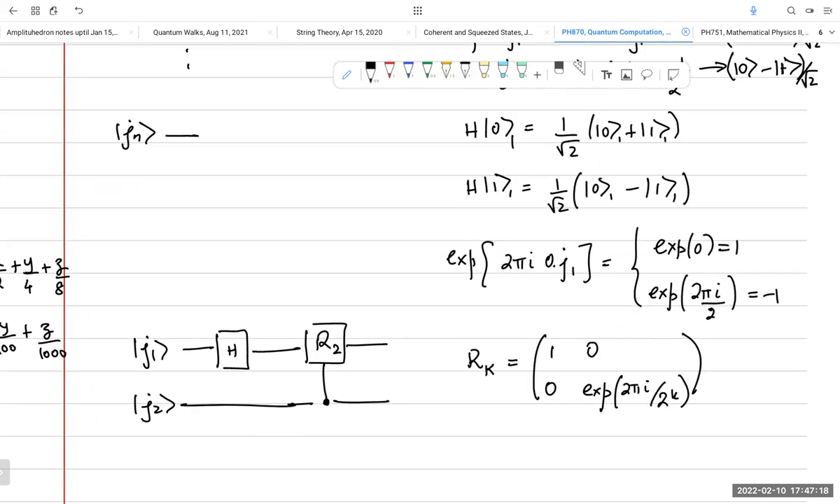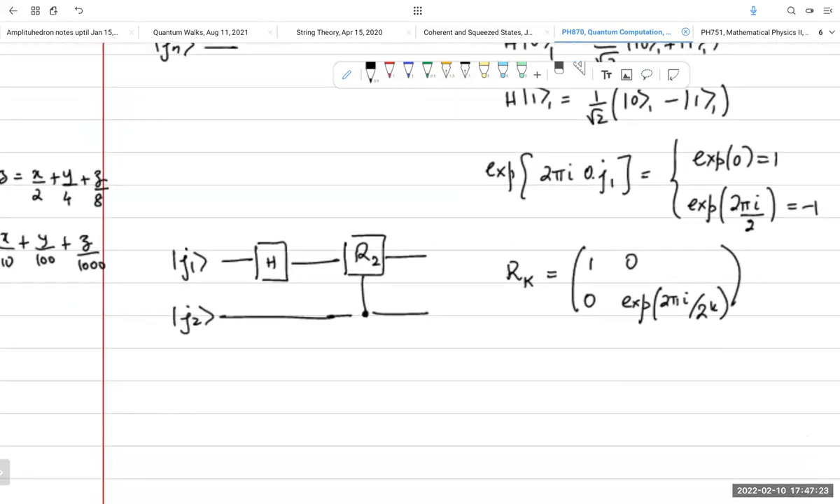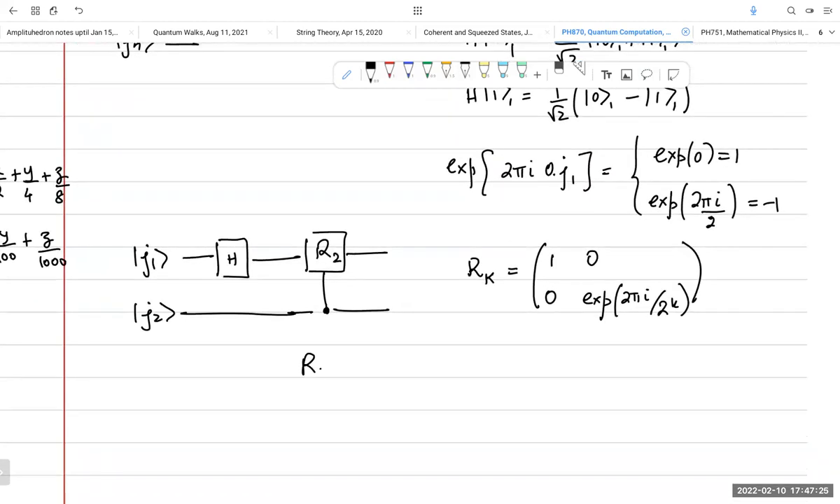Anyways, coming to this rotation, it is given by this expression. So how does this rotation act? On the zero state, it doesn't do anything. On the one state, it multiplies it by a factor of exponent 2 pi i by 2 to the k.